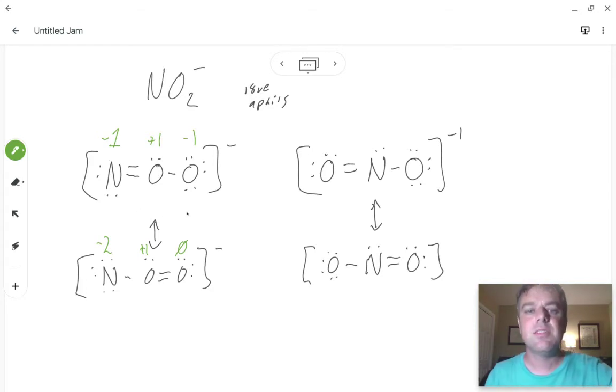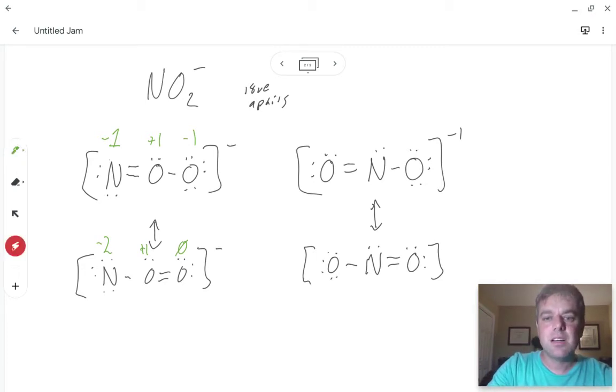So let's see if this other structure on the right is any better. If we look at this oxygen, it's got 1, 2, 3, 4, 5, 6 electrons. So that's a formal charge of 0. The nitrogen has 1, 2, 3, 4, 5. That's a formal charge of 0. And this oxygen has 2, 4, 6 plus half of 1. That's a formal charge of -1.